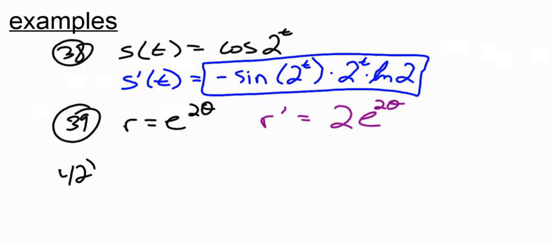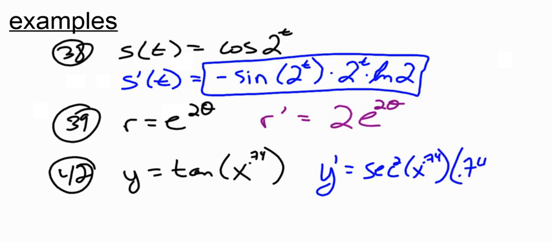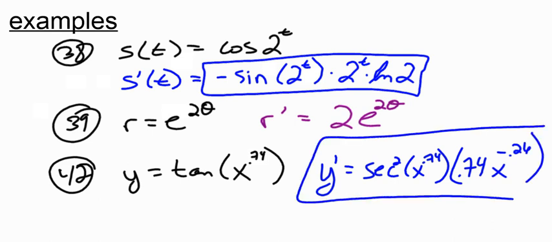Let's do 42. Given the function of tangent of x raised to the 0.74, and we want to find its derivative. So from here, its derivative would be the outside function times the derivative of the inside function. Now this is not an exponential, this is a power rule. So we're going to multiply it and subtract 1, and this would be my final answer for this derivative.